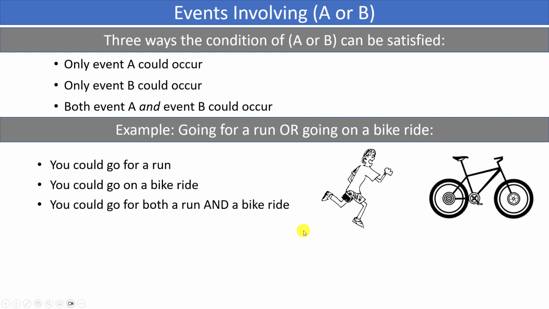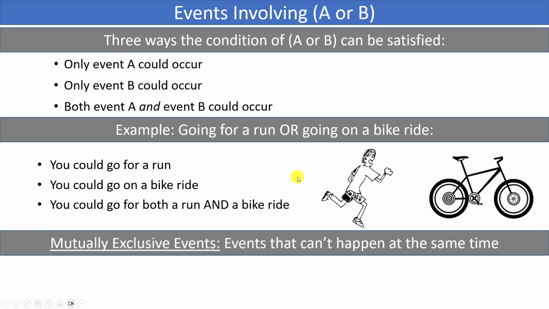Now, whereas when we talked about and probabilities, we had to consider whether or not the two events were independent or dependent, when we have or probabilities, we're going to have to consider whether or not those two events are mutually exclusive. By mutually exclusive, we mean that those events cannot happen at the same time. If two events are mutually exclusive, then the chance that they happen together is going to be 0.